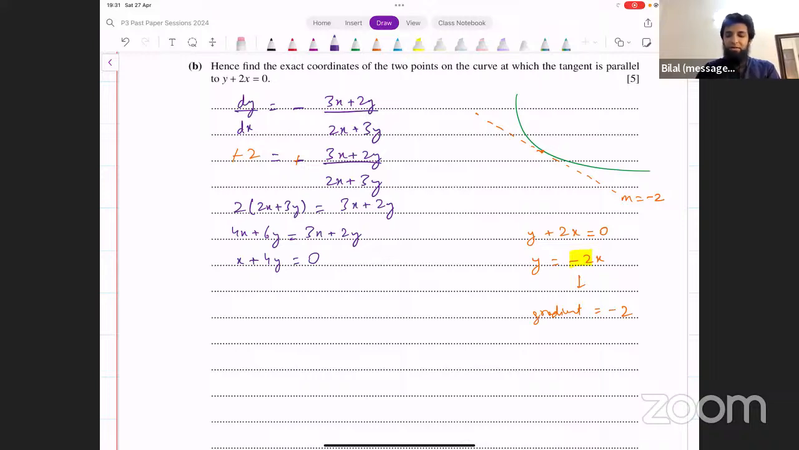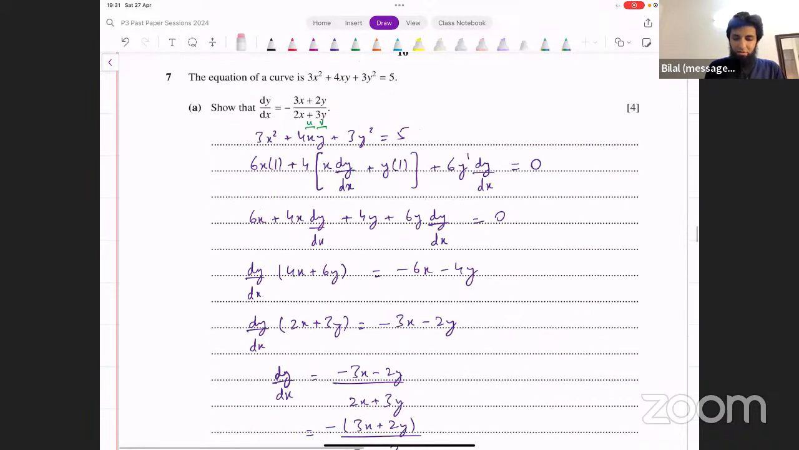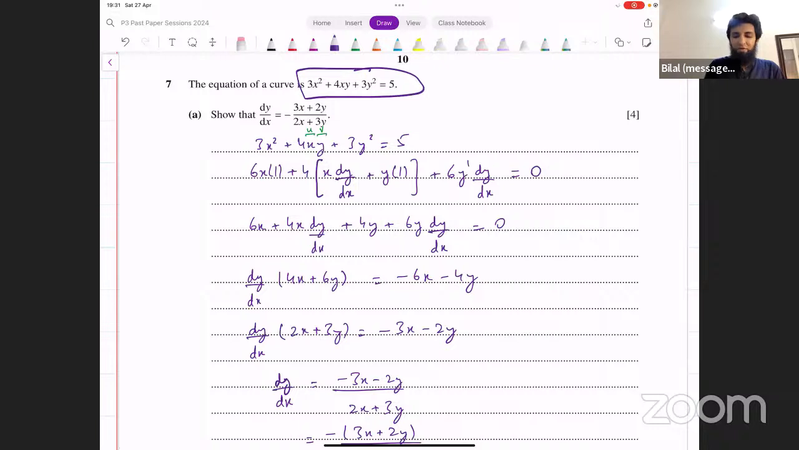Now we need to find the values of x and y from this. How can we do that? This is one equation and we have two unknowns. We can't find two unknowns from one equation. We need another equation that connects x and y. Where will that come from? This point that they're talking about lies on the curve. We've got the equation of the curve as well. This is the equation of the curve: 3x squared plus 4xy plus 3y squared equals 5.